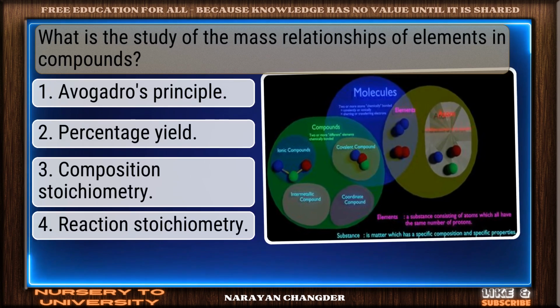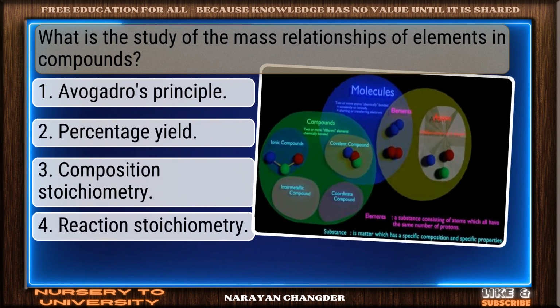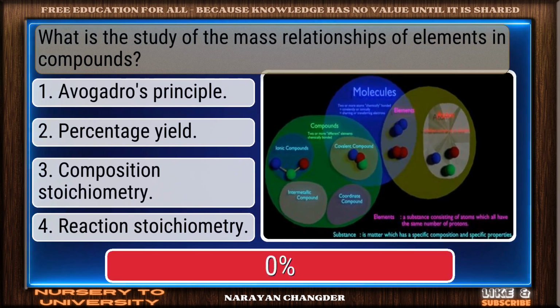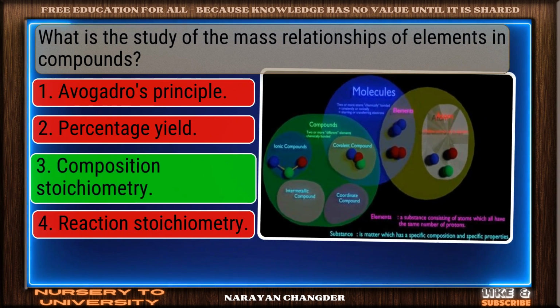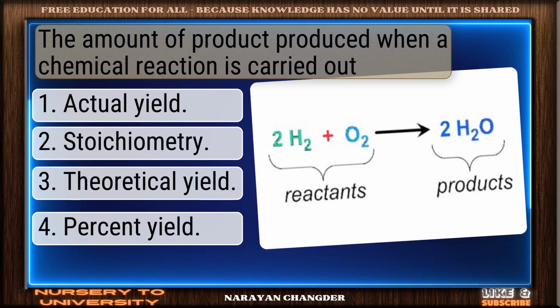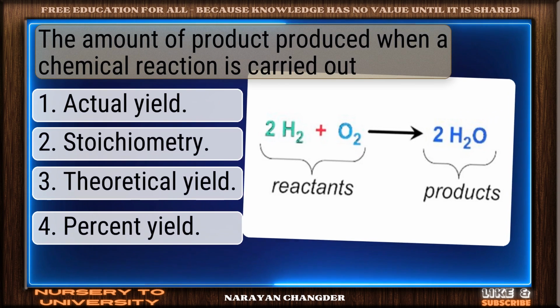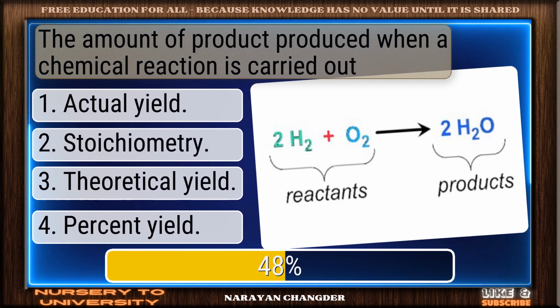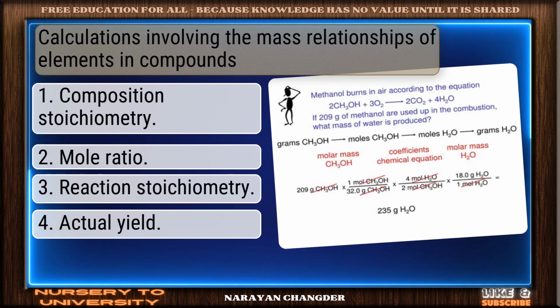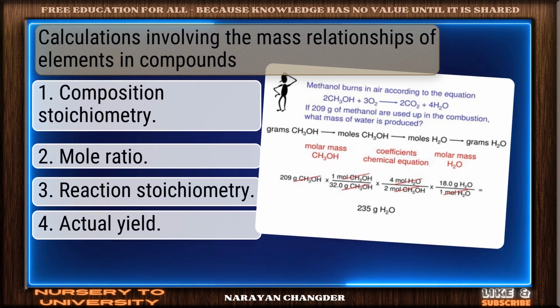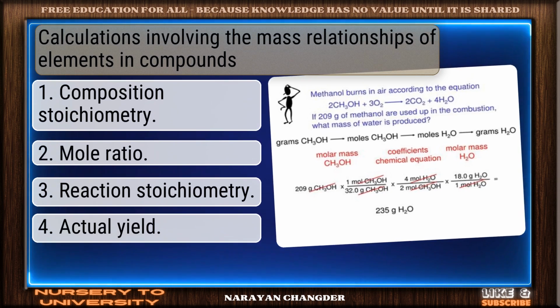Good job! What is the study of the mass relationships of elements in compounds? Spot on! Composition stoichiometry! The amount of product produced when a chemical reaction is carried out. That's it, actual yield. Calculations involving the mass relationships of elements in compounds.